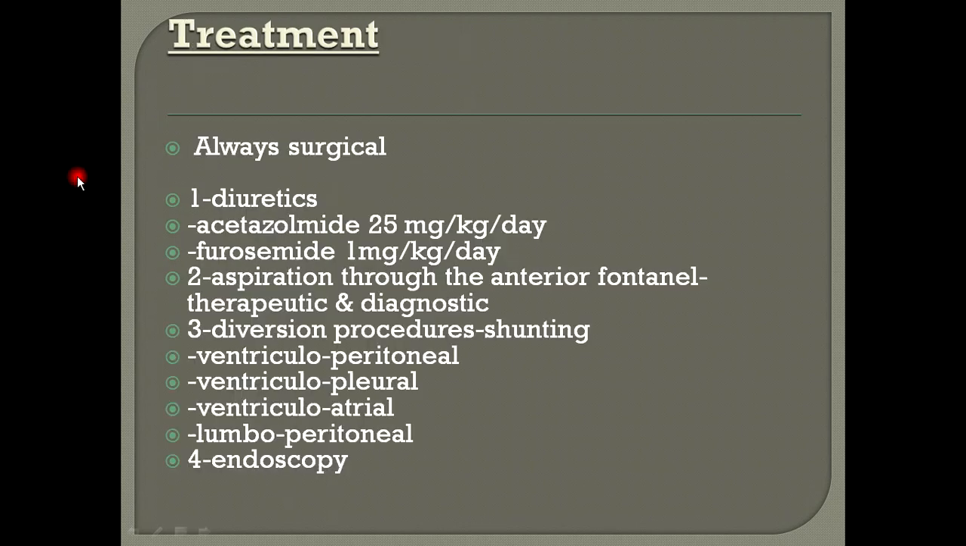And the treatment is always, unfortunately, surgical, but we can use diuretics temporarily to decrease the CSF production while preparing the patient for the surgery. We have the diuretics like acetazolamide or Diamox. The dose is 25 mg per kg per day. And we have furosemide or Lasix. The dose is 1 mg per kg per day.